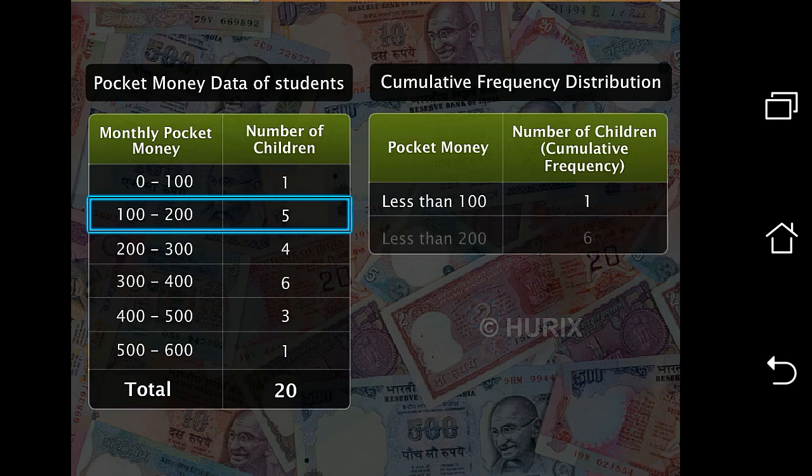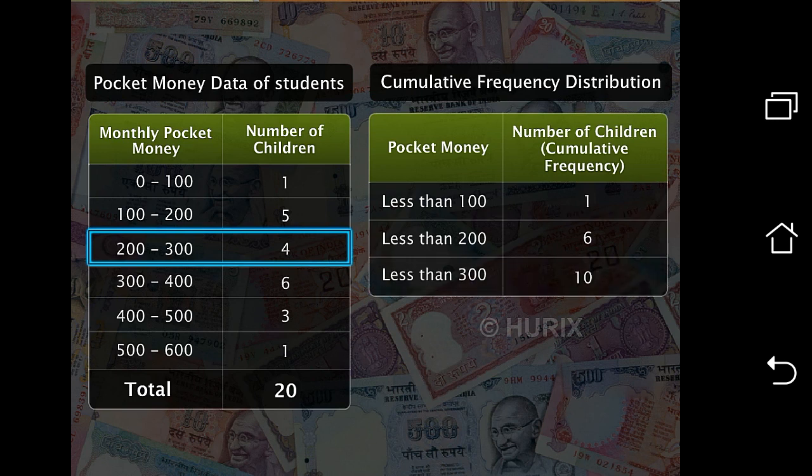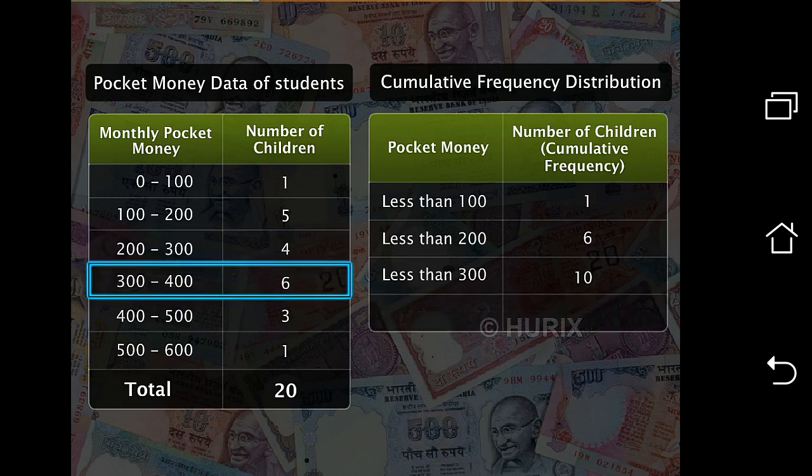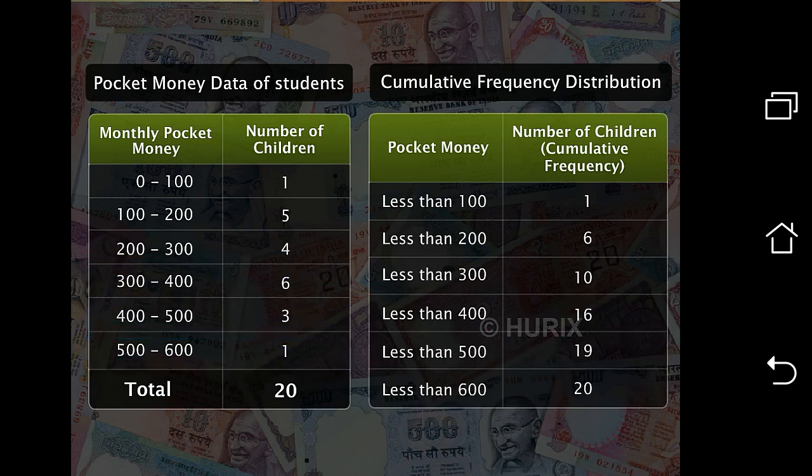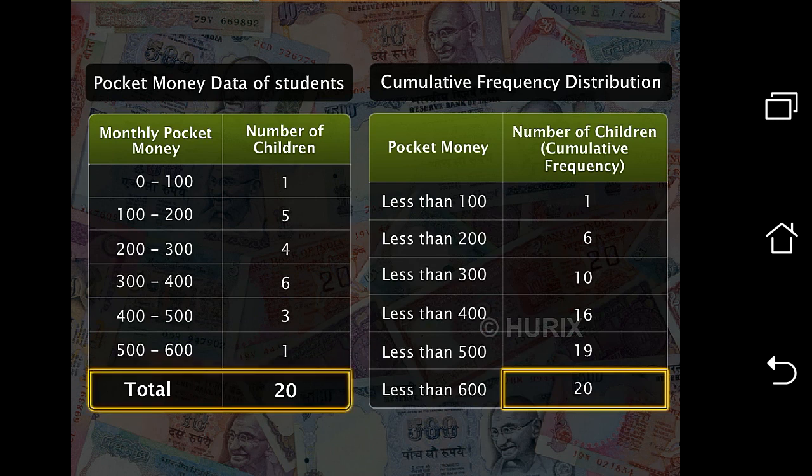So the total number of children earning less than 200 rupees is 1 plus 5, that is 6. The total number of children earning between 200 and 300 are 4. So children getting less than 300 rupees are 6 plus 4 equal to 10. Proceeding similarly, we get the cumulative frequency distribution. Notice that the last cumulative frequency is equal to the total number of values. This is because all of the 20 children earn less than 600 rupees.